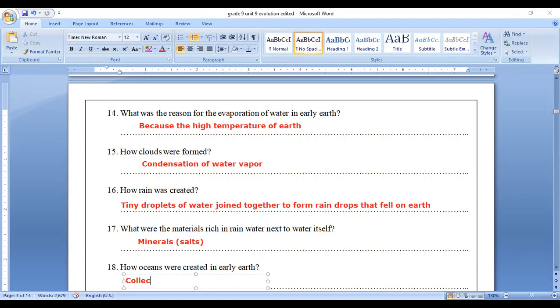So how were oceans created? Collection of rainwater in which places? What type of places are good to create an ocean? Lower land, lowlands. Remember, for example, now we are living in an upcountry, correct? Upcountry is a place heavily raining, compared to other places.